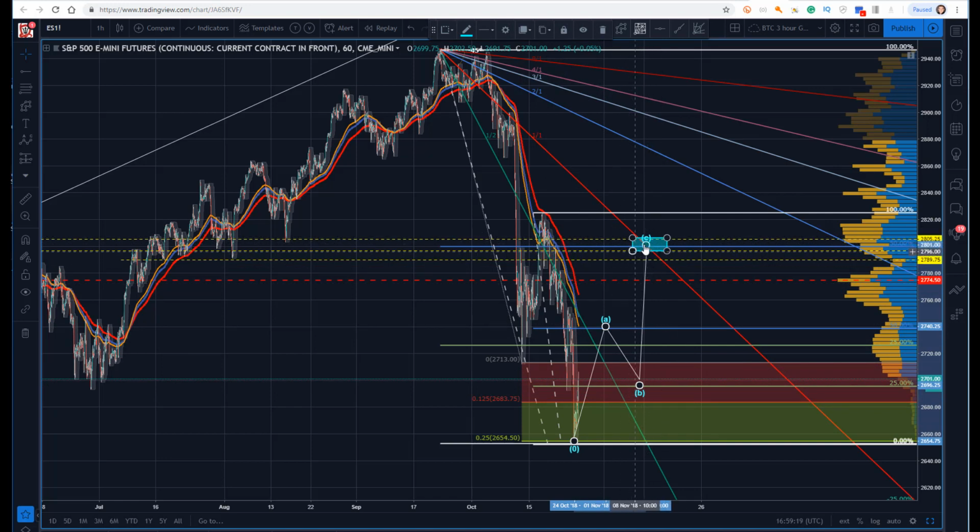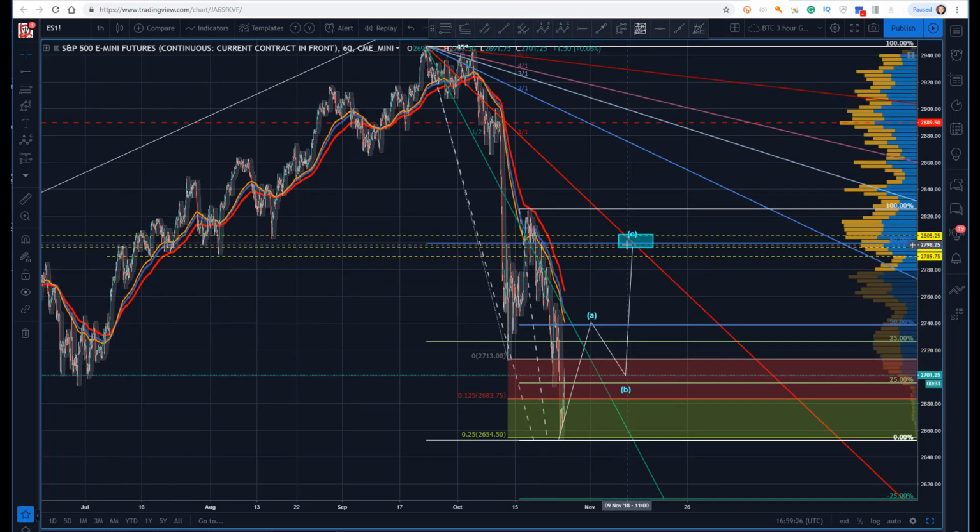But here's the next big opportunity to be a seller. It could be there this afternoon. Who knows? But it's going to take some work to get back up there. All right, but the next opportunity is on the sell side.